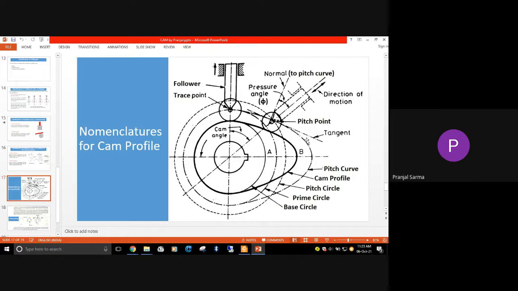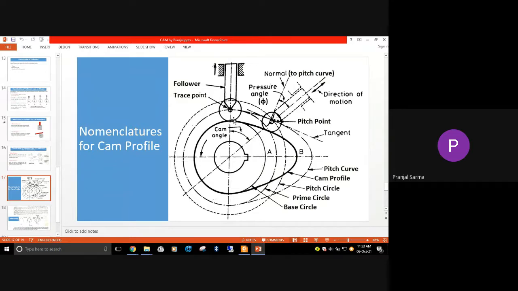Now this is the roller follower. If you think of a knife edge follower, the knife edge makes contact directly here, or with a flat face follower, the contact is also made directly here. For these cases, the prime circle and the base circle will be similar. The base circle itself becomes the prime circle, just like the pitch curve becomes the cam profile for that case. In the case of a roller follower, the prime circle is somewhat larger than the base circle.